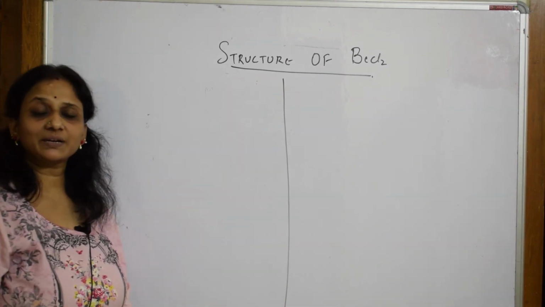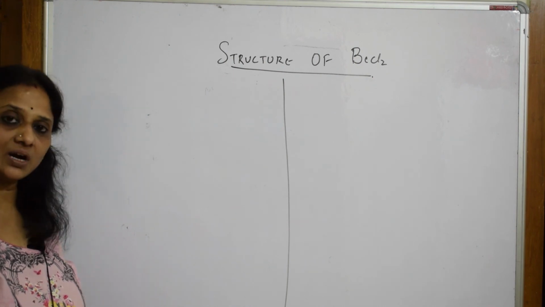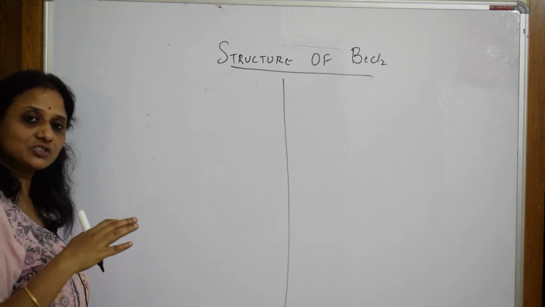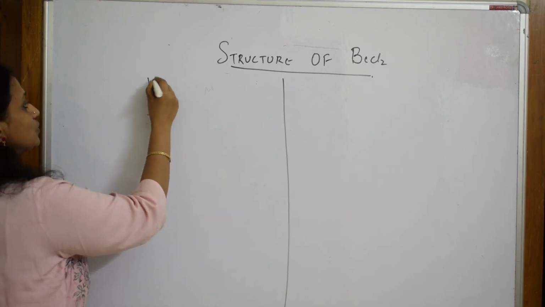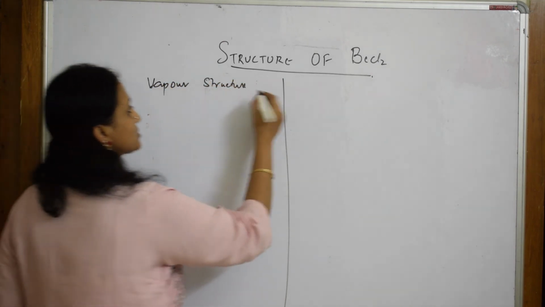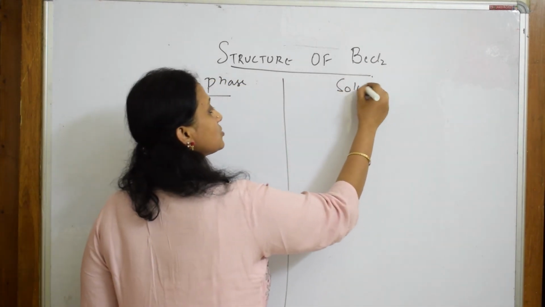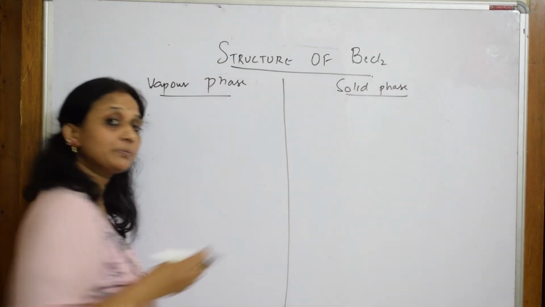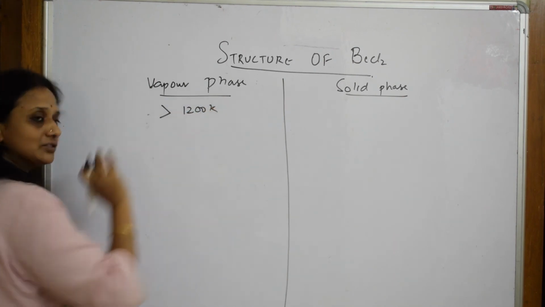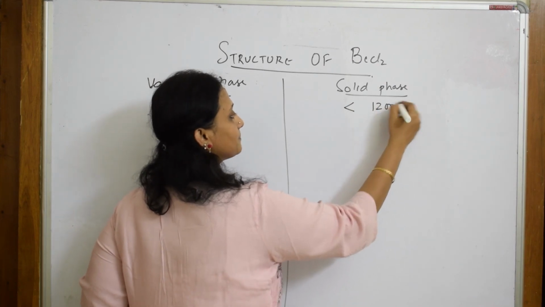Right. Now, let us come back and learn the structure of beryllium chloride. Beryllium chloride shows 2 types of structures: one in vapor state, the other in solid state. You should also remember the temperature. When the temperature is greater than 1200 Kelvin, it shows the vapor phase structure. When it is below 1200 Kelvin, it is the solid phase.